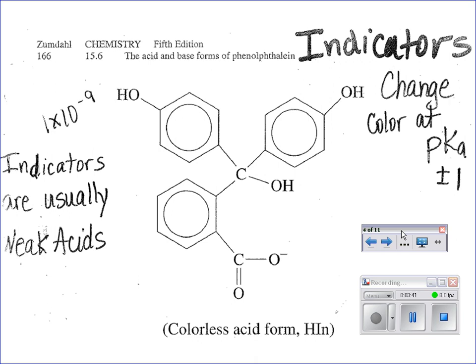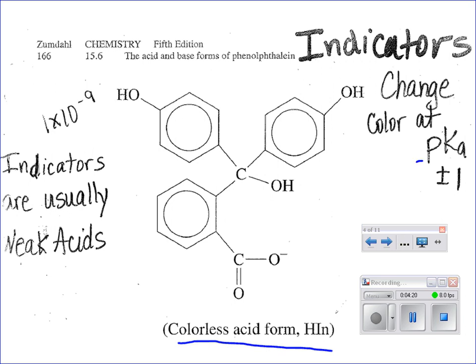And indicators, what's cool about them is they themselves are acids and bases, which are usually weak acids, but they can be weak bases as well. But they change color at their pKa. So what's really cool about them is, knowing when they change color, we can pick an appropriate indicator for whatever titration we're doing. Phenolphthalein, this is the colorless form. And then the pink form is missing an H. They're conjugate acids and bases of each other.